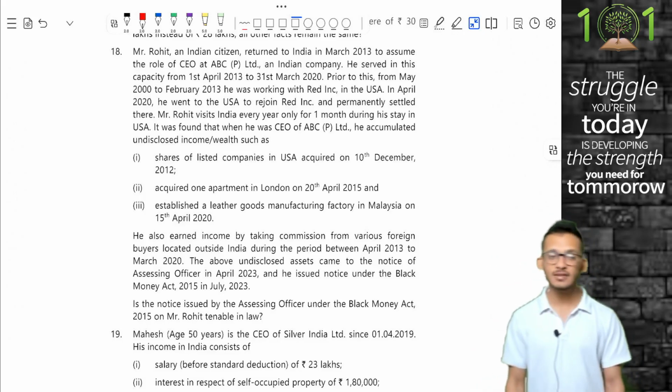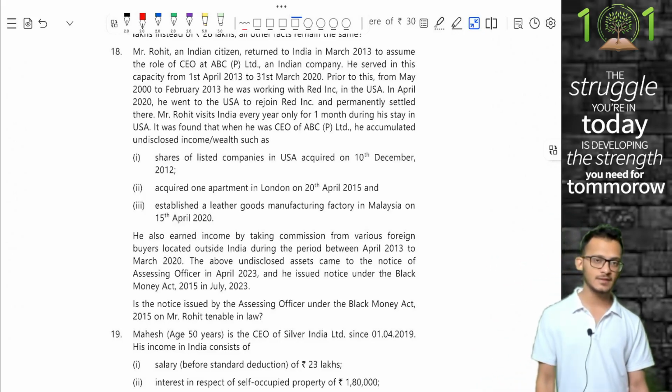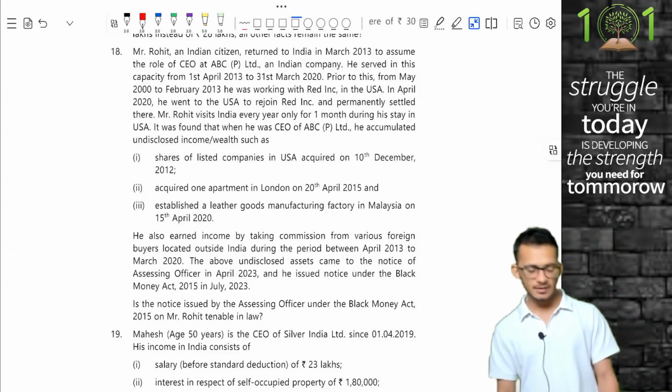Okay. This is an undisclosed income question, which means this is a new chapter, Black Money Act. This is your Black Money Act question. Please do solve this question. This will also be a very good question.